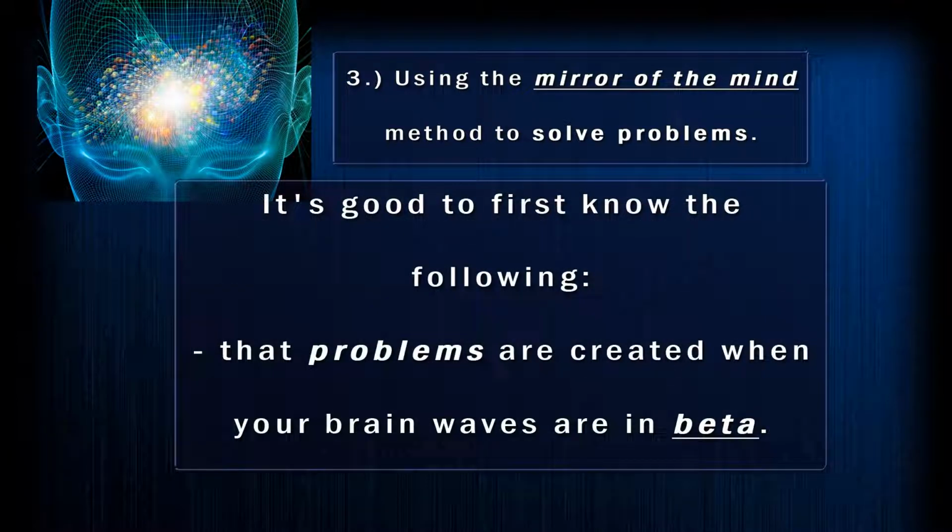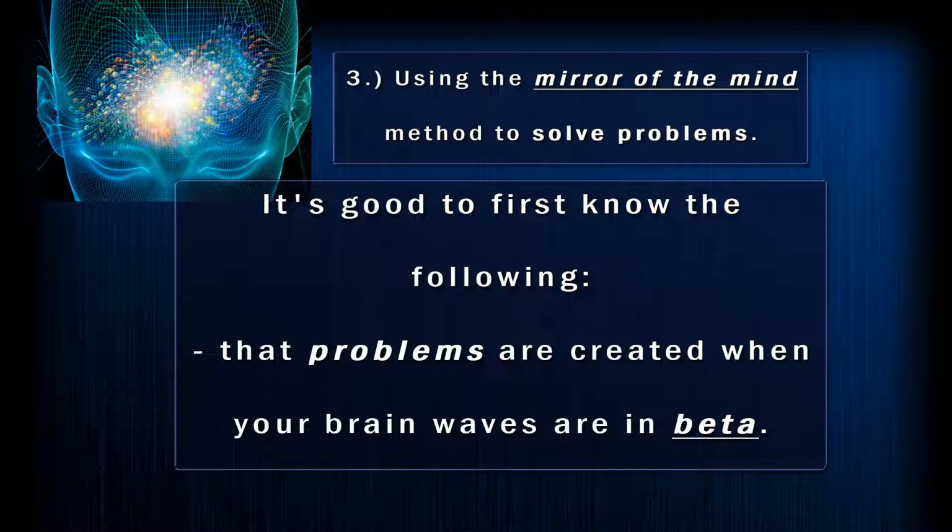So this slide, now that you're reading the text on screen, it's good to first know the following. Before we get into this mirror of the mind visualization technique, it's good to note that all problems, believe it or not, and this is the thing I found most interesting, are created when your brain waves are in beta. This is extremely interesting because problems aren't what we thought, guys. Problems are a brainwave state.